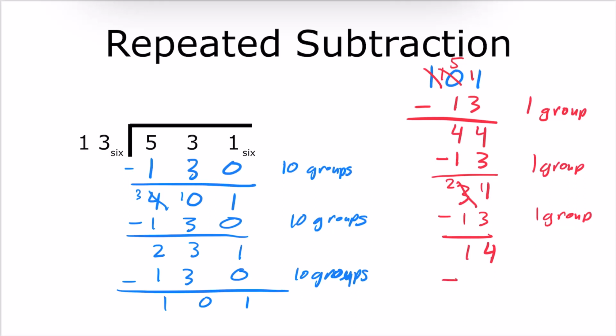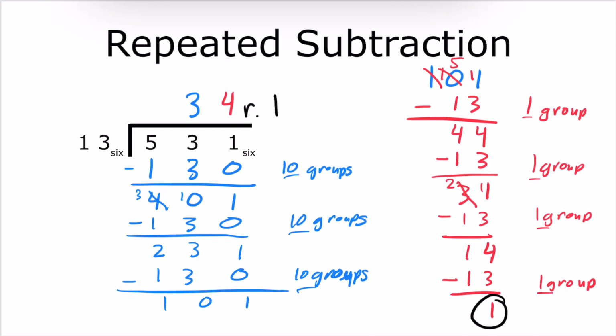And it looks like I have enough to subtract one more group of 1, 3, which gives me a remainder of 1. And so what this tells me is that I have 1, 2, 3 groups of 6 groups. And so I'll have a 3 in my 6 column of my answer. And then I have 1, 2, 3, 4 groups of 1, 3. And my remainder was 1. And so my answer will be 3, 4, remainder 1.